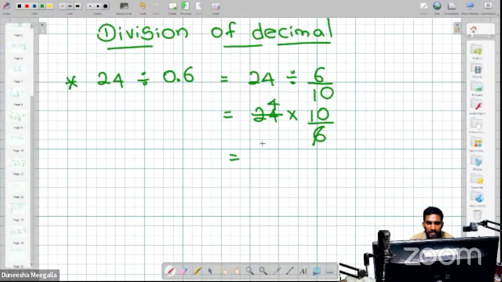Four multiplied by 10? 40. The answer is 40. Okay, write down the first example.